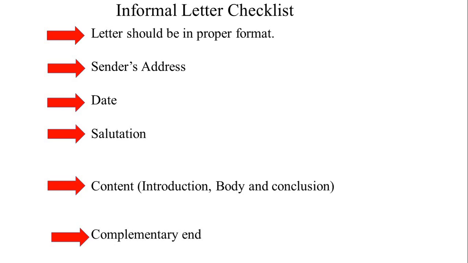Okay, now students, let us do the checklist. Informal letters checklist are given on screen. Letters should be in proper format. Sender's address, date, salutation, content. Again, content is divided in 3 parts: introduction, body, and conclusion. And at last, you can see that is complimentary end.